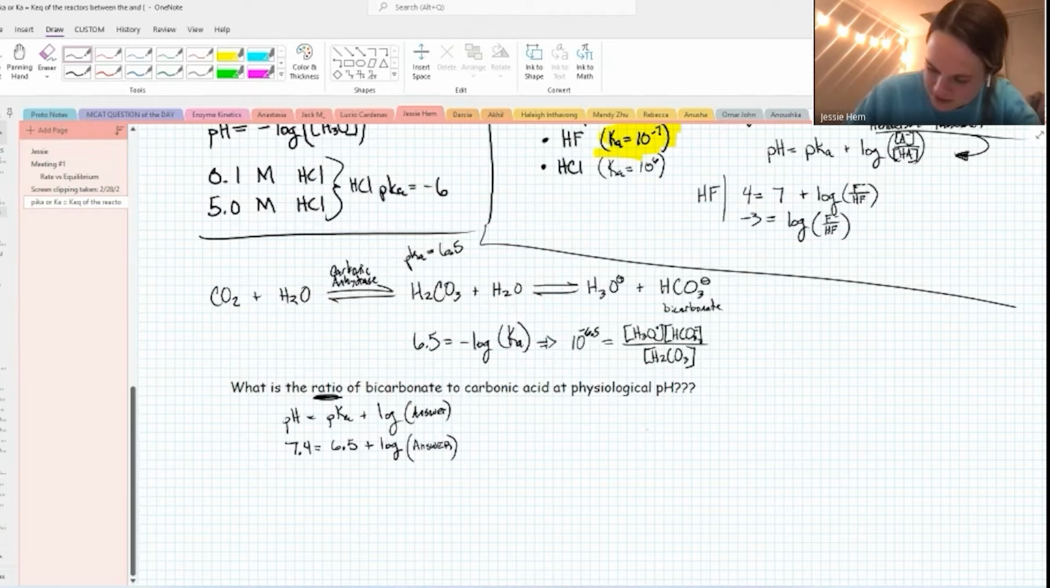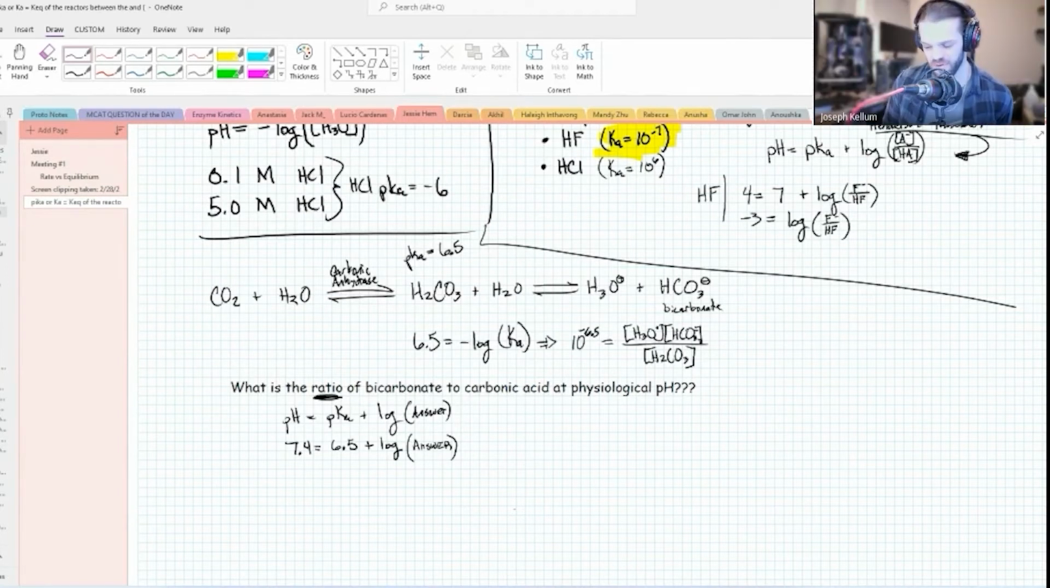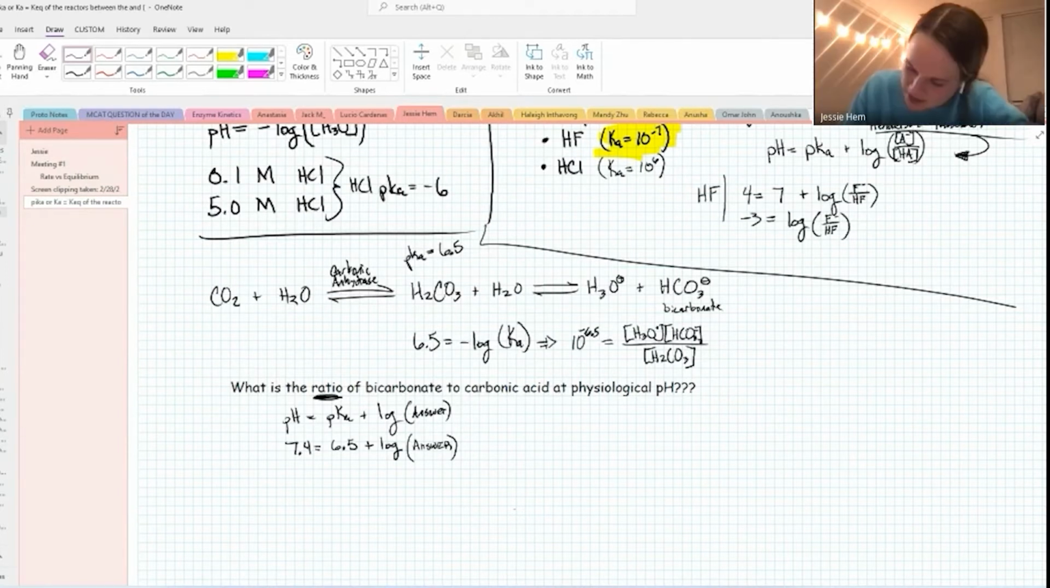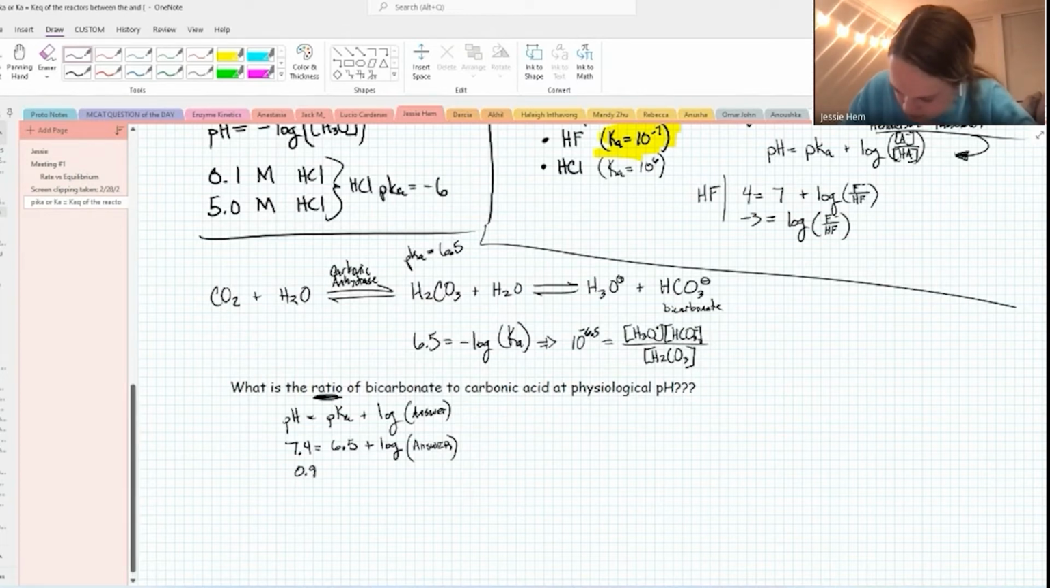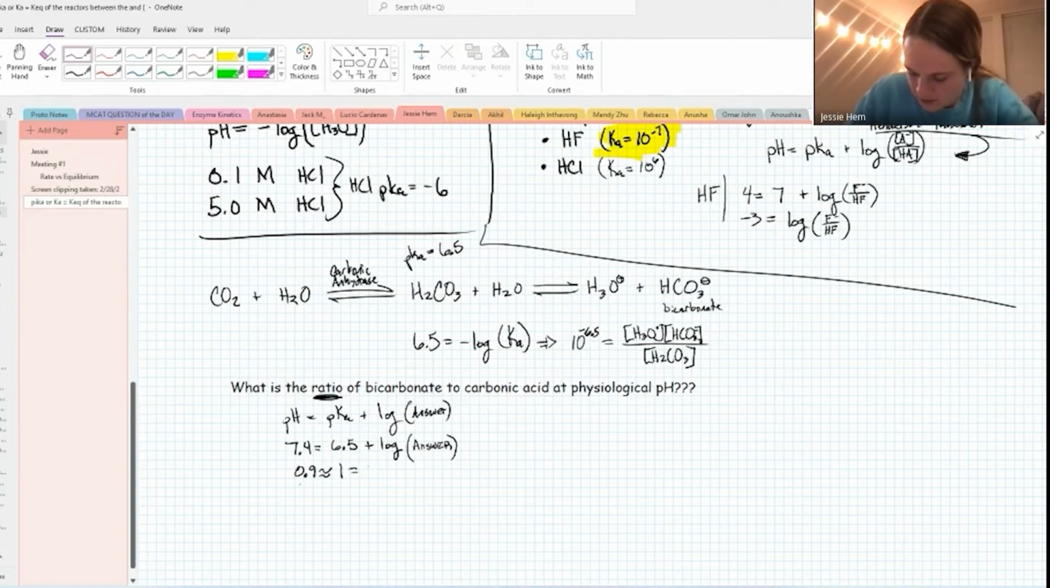So then 7.4 minus 6.5 equals log of the answer. What does that equal, 0.9? Which is basically 1, approximately 1.